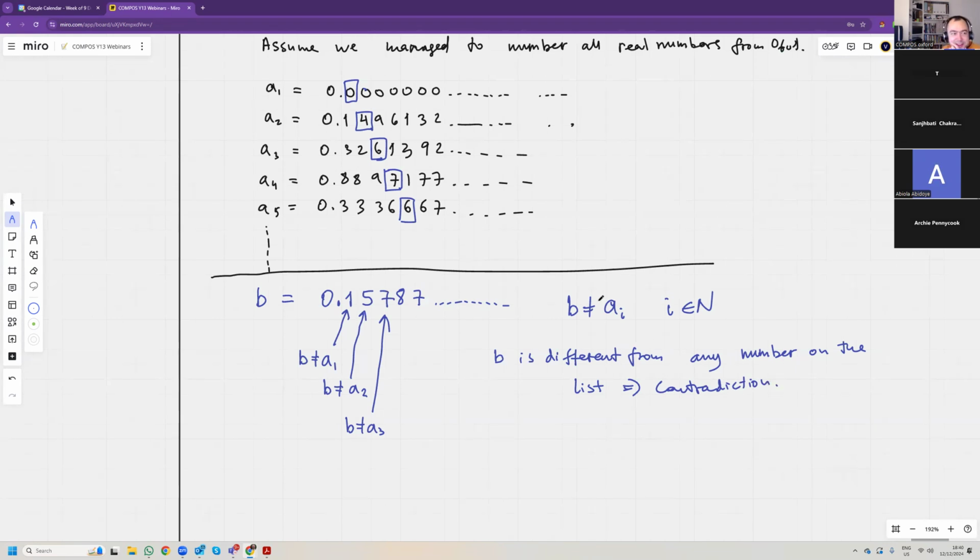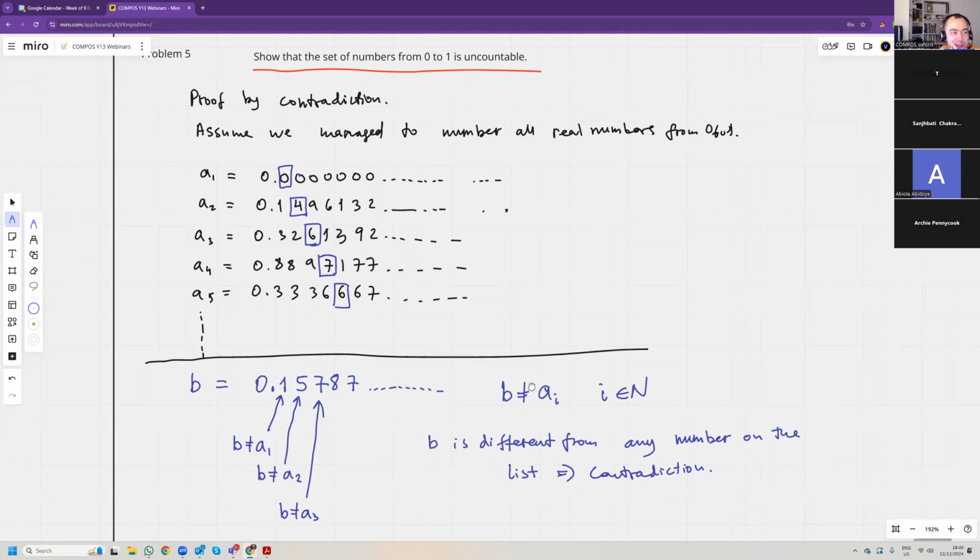How well did you understand this? How well do you think you understood that on a scale of 0 to 10?